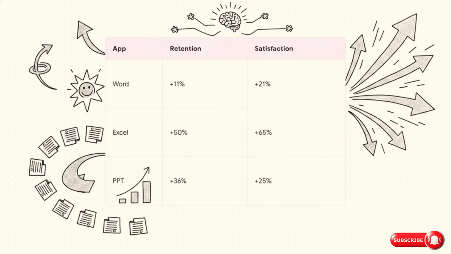But wait, it's not just initial engagement. People are actually sticking around. Check out this retention data. New user retention increased by 11% in Word, 36% in PowerPoint, and 50% in Excel. In fact, in highly complex apps like Excel, where Copilot is now literally building and explaining the analysis directly inside the workbook, user satisfaction ratings have surged by an unbelievable 65%.